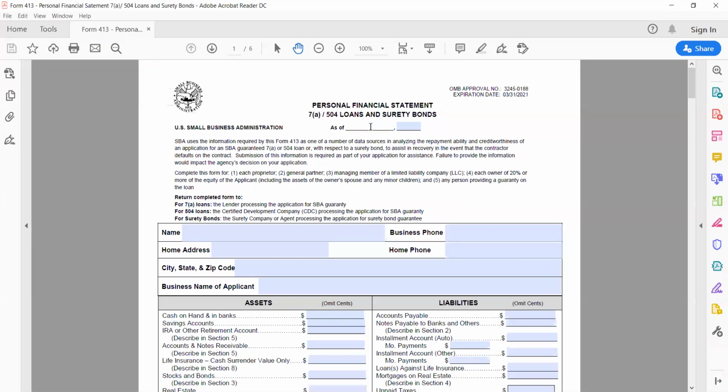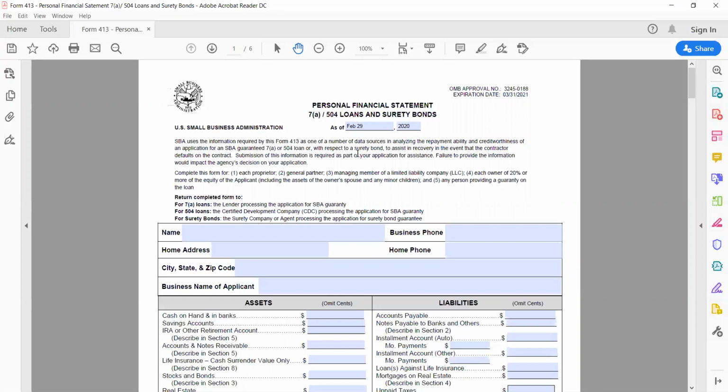First field is an as of date. And this is typically the previous month, so we want the full month's value. So in this case, we're looking at February 29th, since we had a leap year, 2020.